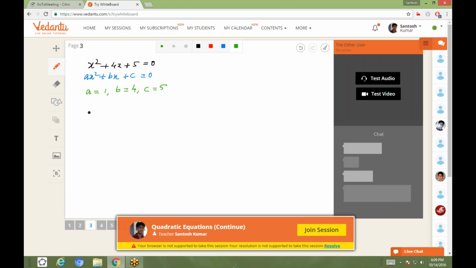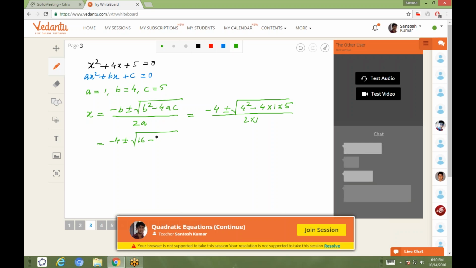Very good. So the solution of this quadratic equation will be x equals minus b plus minus square root of b square minus 4ac, divided by 2a, right? So minus b means minus 4, plus minus square root of b square, that means 4 square, minus 4 times a which is 1 and c which is 5, and the whole divided by 2 into 1. So minus 4 plus minus square root of 16 minus 20, divided by 2.